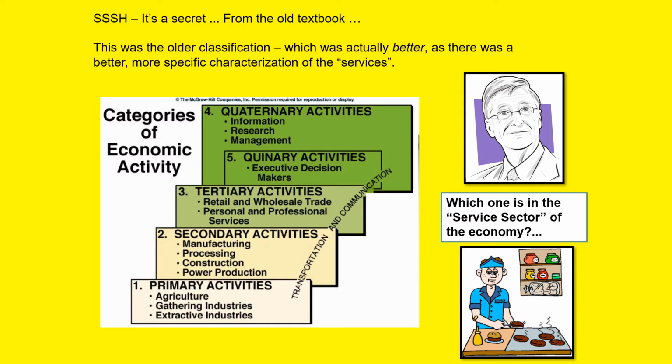Now, the trend is that as countries develop, they have fewer and fewer people engaged in primary activities like agriculture and mining.